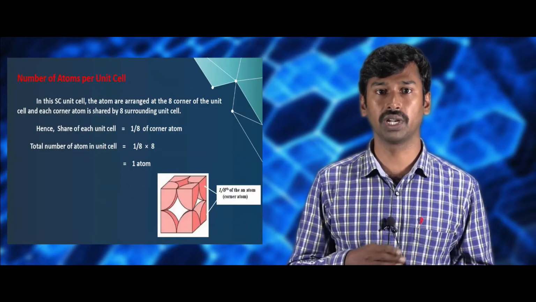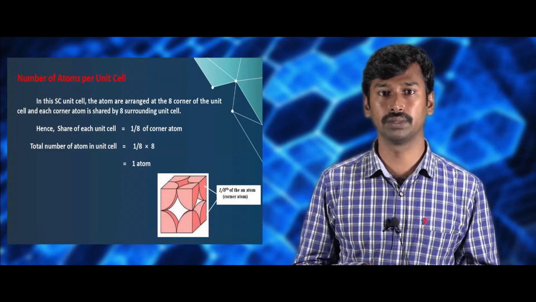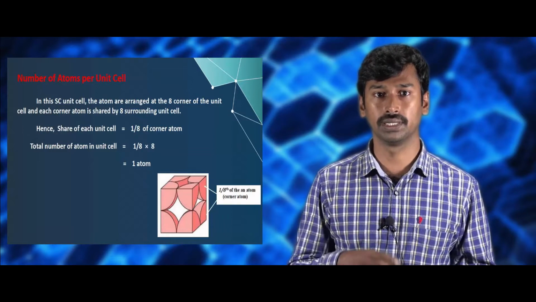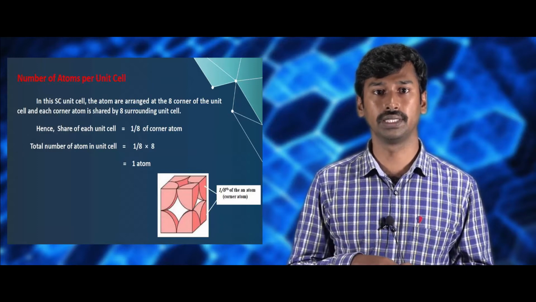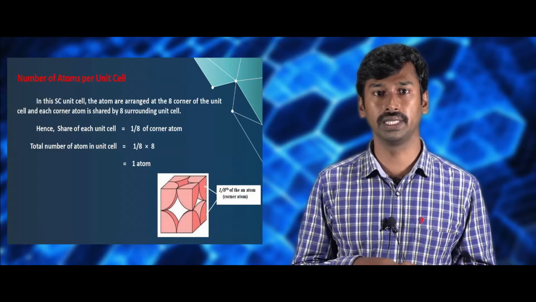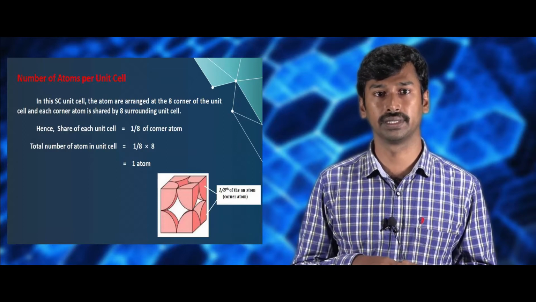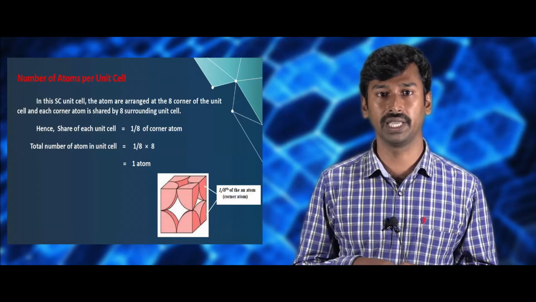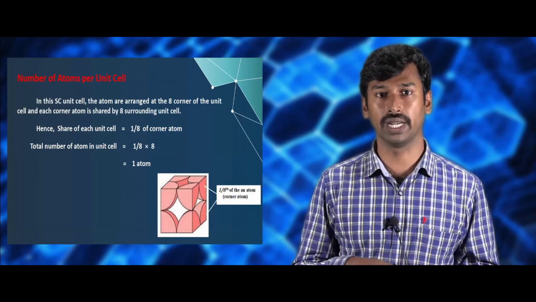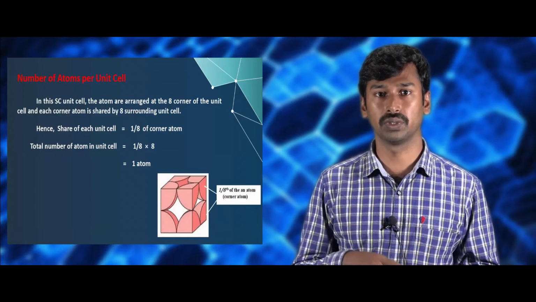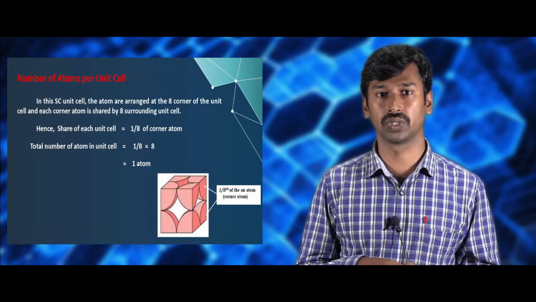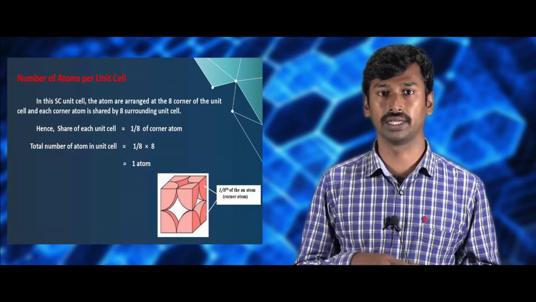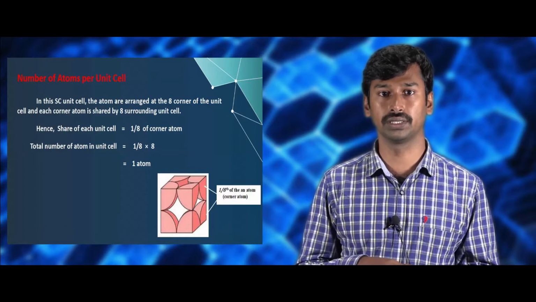Now we see the number of atoms per unit cell for this simple cubic crystal system. Here the atoms are located at the corners of the unit cell. Each corner atom is shared by the 8 surrounding unit cells. Hence the total number of atoms is given by 1 by 8 into 8, that is 1 atom. The figure shows the sharing of one corner atom by the unit cells. So totally we have 8 corners and thereby 1 atom for this unit cell.